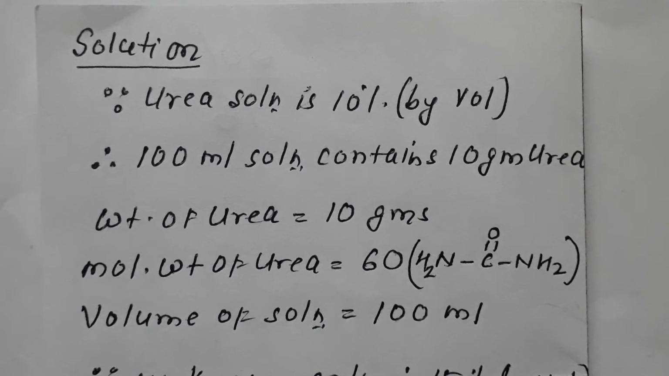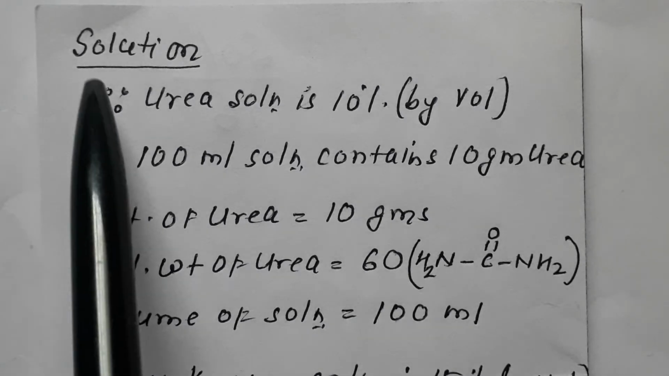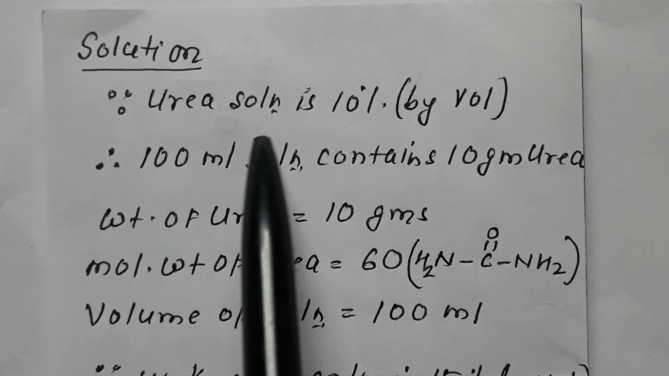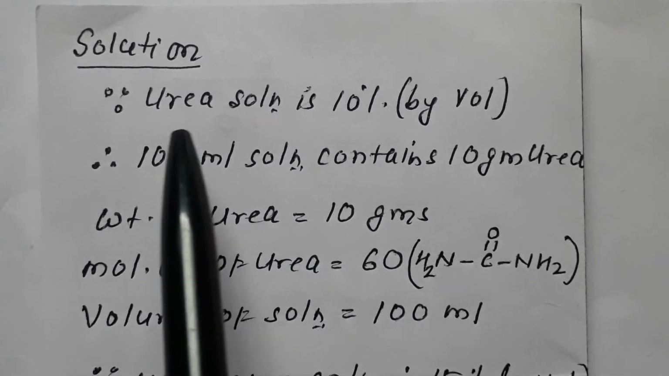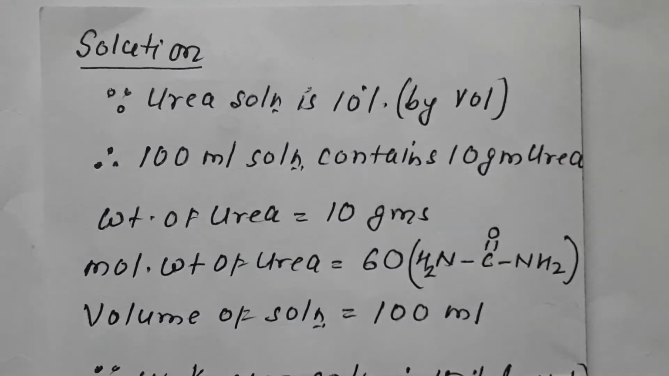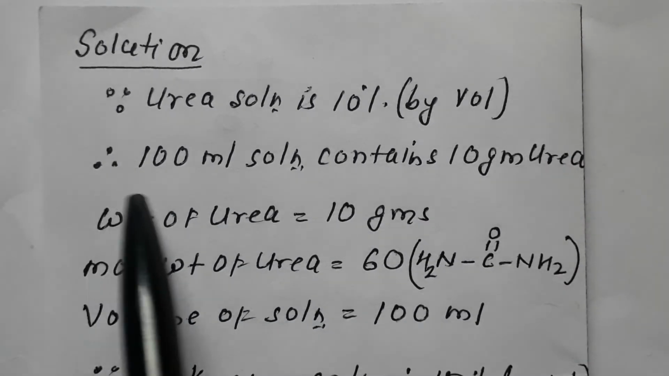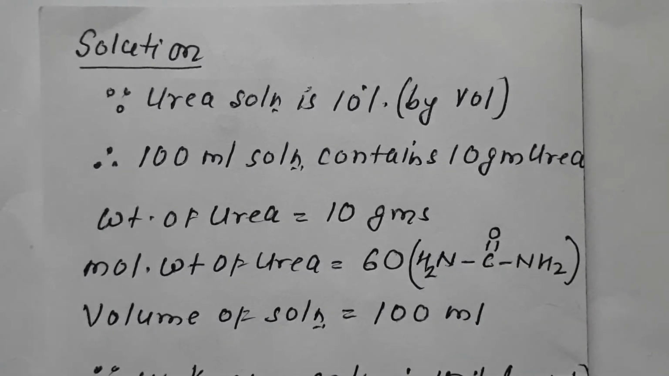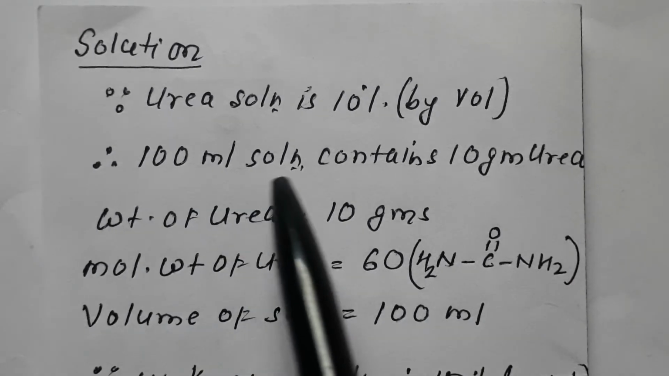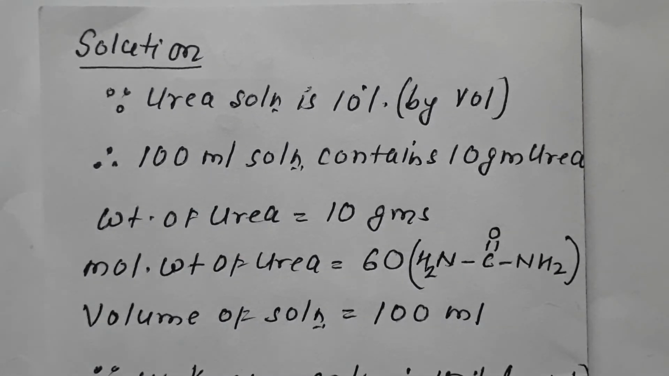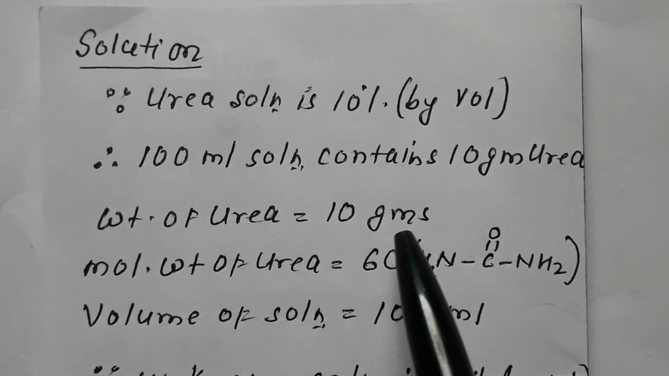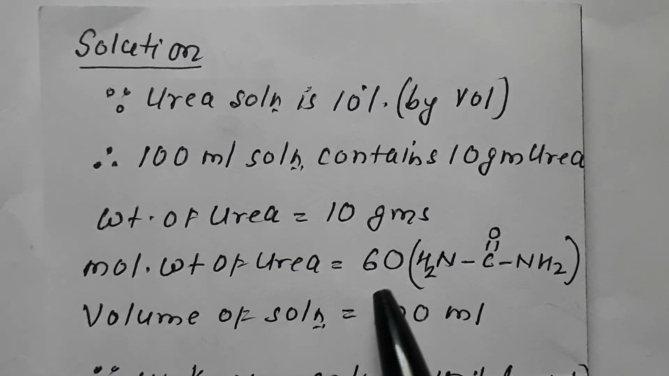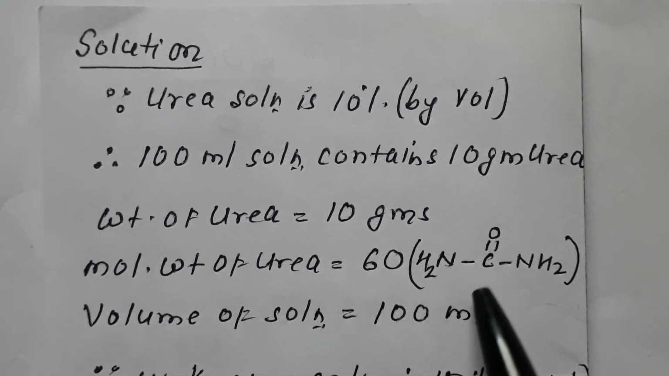Now, if we discuss the solution for this problem, since the urea solution is 10% by volume, it means that 100 ml solution contains 10 grams urea. So the weight of urea is 10 grams. The molecular weight of urea, as we know, is 60, because its formula is NH2 C double bond O NH2.